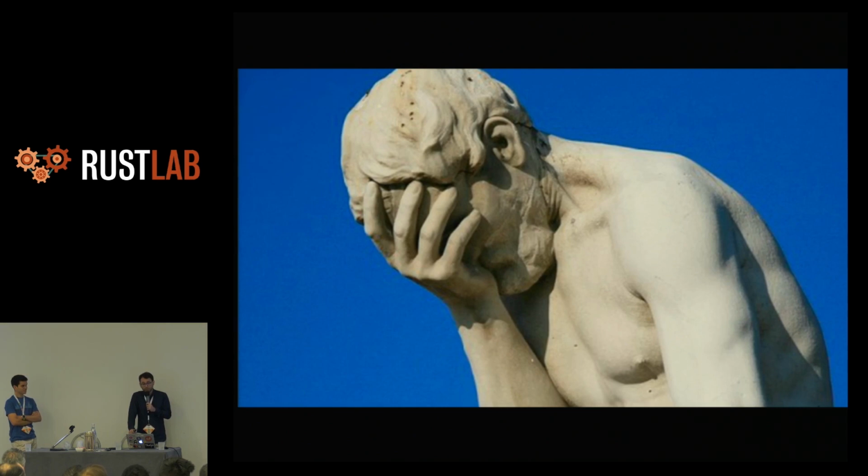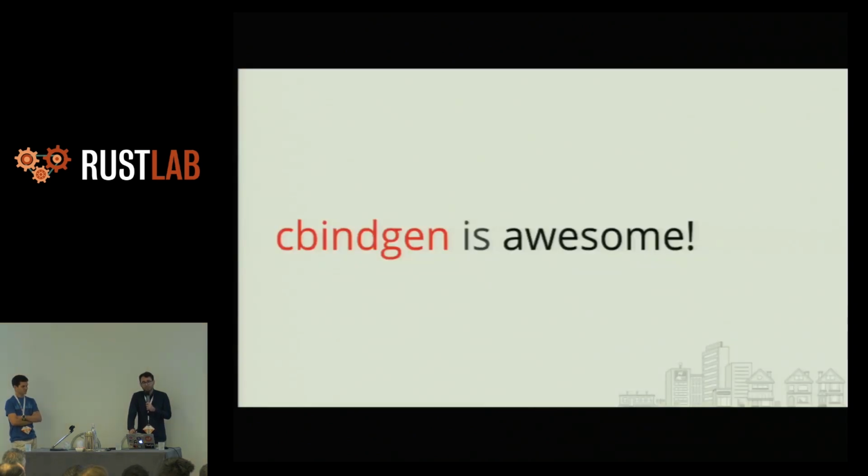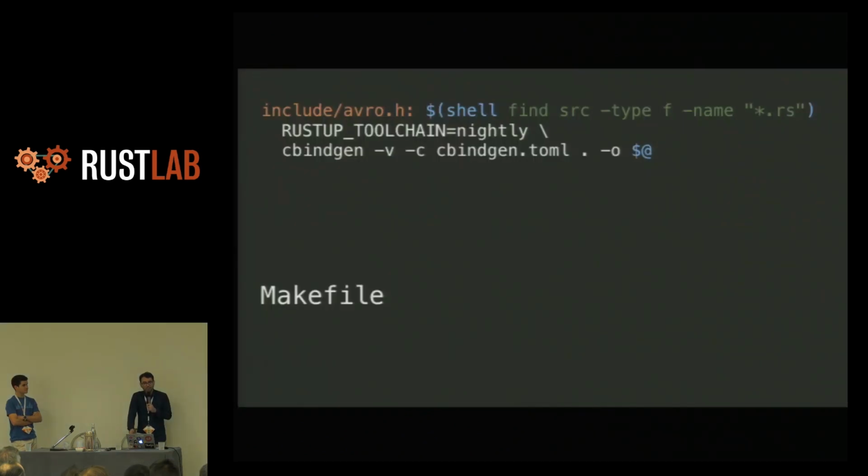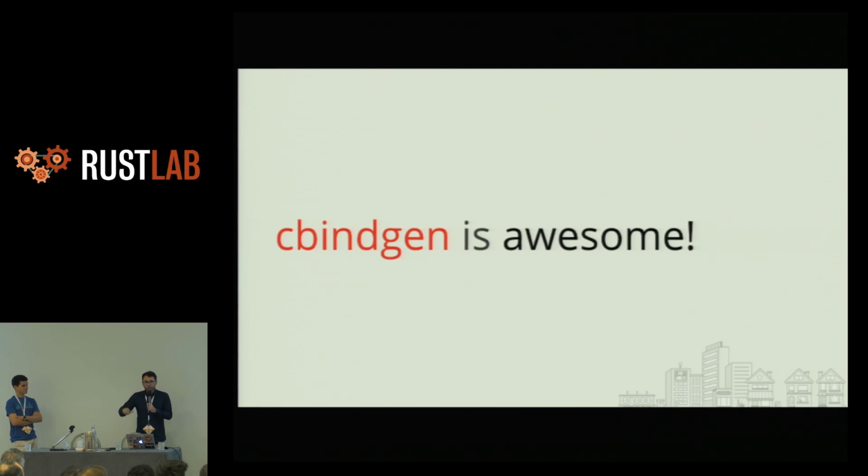Well, there is a solution. Cbindgen. Cbindgen is awesome. It writes the header file for you. This is it. It's in our makefile. You copy it. It works. It even transforms the comments you have, the doc strings in Rust, into comments. This is fantastic. No more drift. Nothing else. Use Cbindgen. Say with me: Cbindgen is awesome.